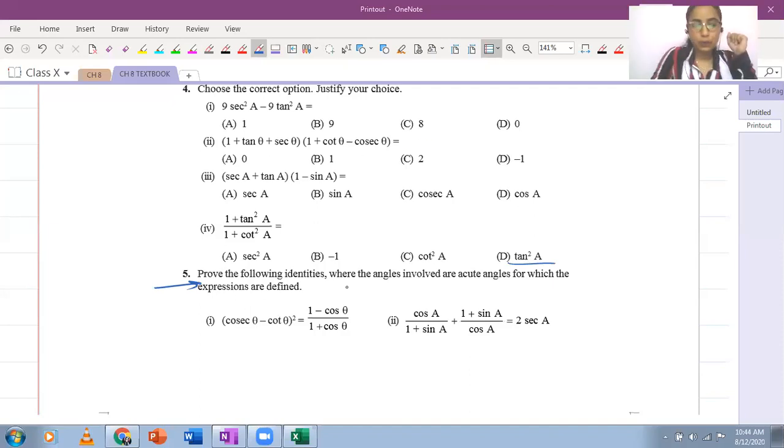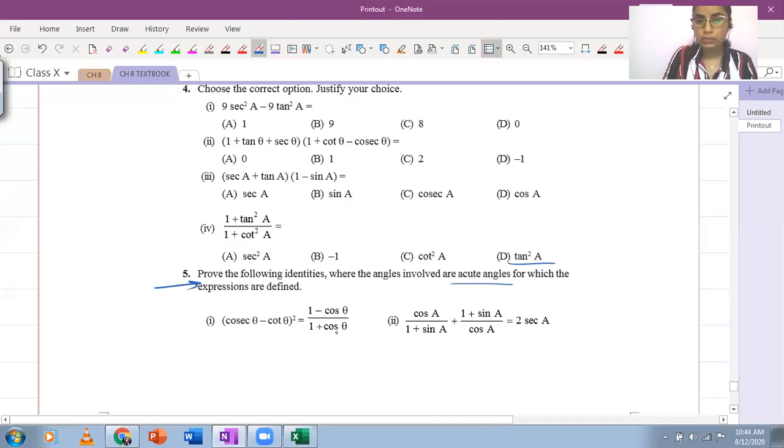Question number 5, prove the following identities where the angles involved are acute angles for which the expressions are defined. And writing this only means that since the angles are acute angles, writing trigonometric identities is correct. So you have to prove that LHS is equal to RHS in all of these cases.